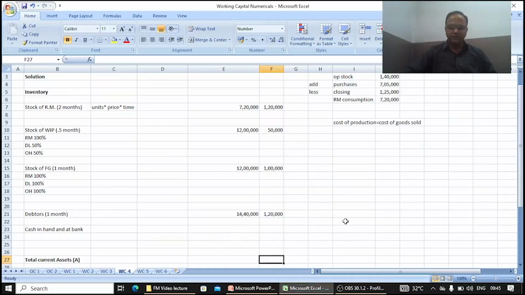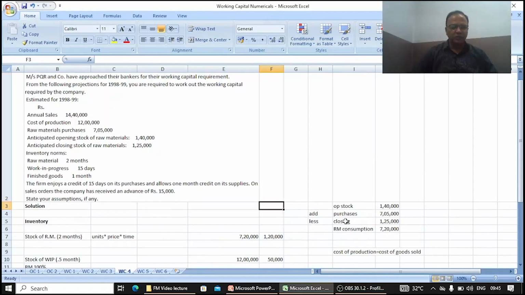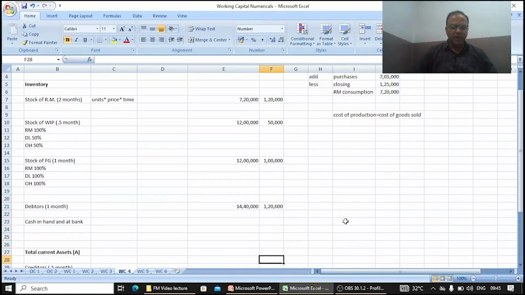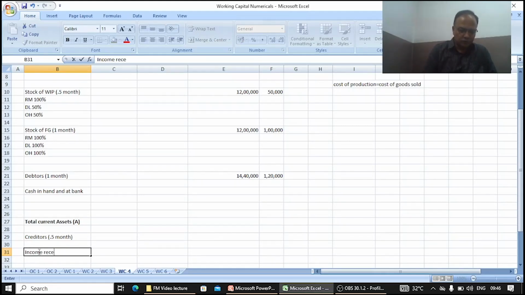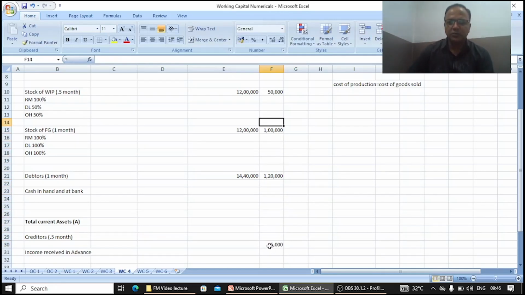Income received in advance. Here it is given that the company received an advance of rupees 15,000. As you know, income received in advance is considered as a liability. So we will write here rupees 15,000. Now let's come on the creditors.